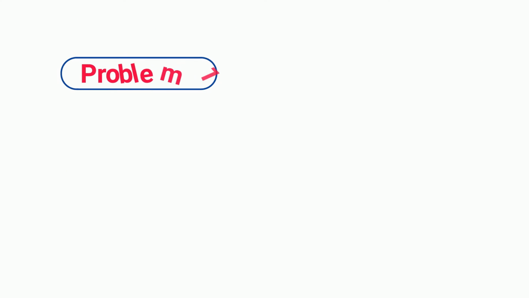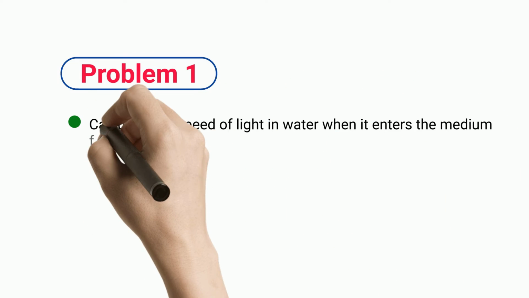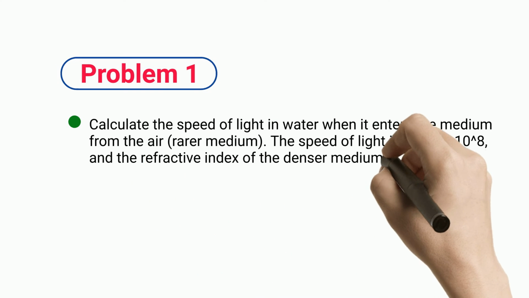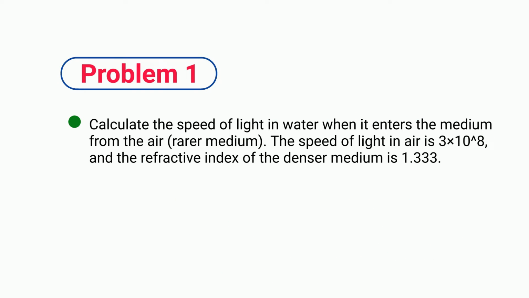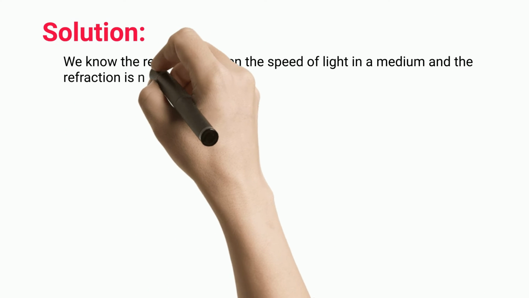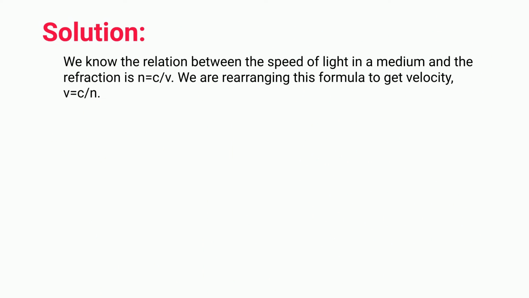Problem 1. Calculate the speed of light in water when it enters the medium from the air, a rarer medium. The speed of light in air is 3 x 10^8 m/s, and the refractive index of the denser medium is 1.333. Solution. We know the relation between the speed of light in a medium and the refractive index is n equals c/v. We rearrange this formula to get velocity, v equals c/n.